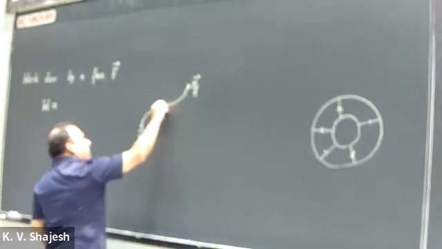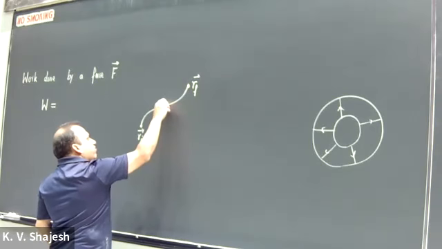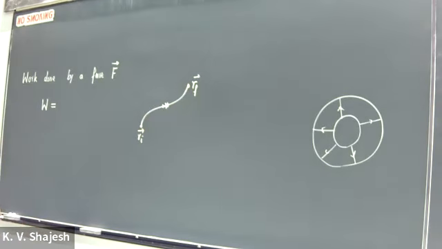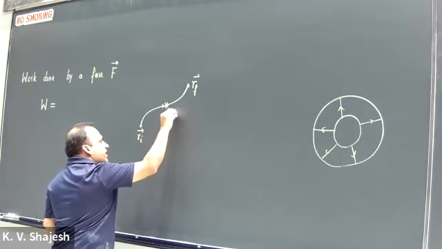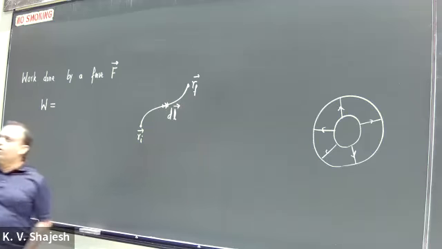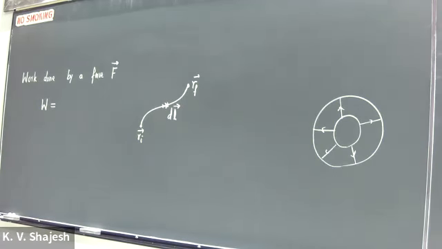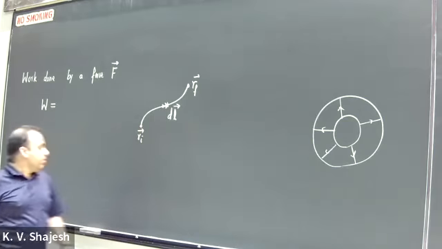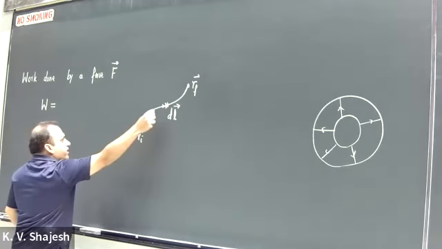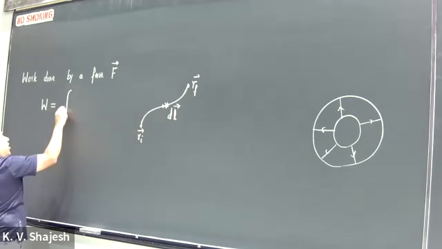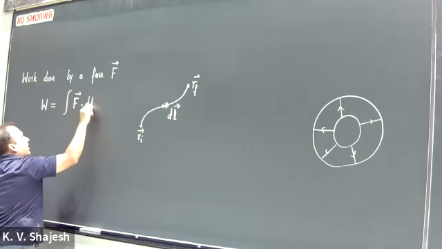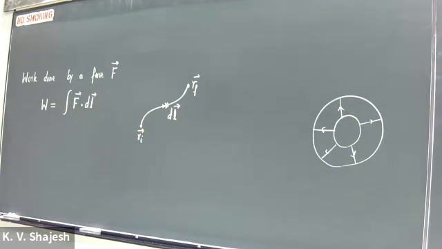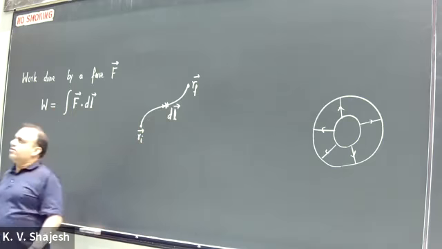And somewhere along the path, you define a small element of displacement. Let's call it dr or dl. I think we might have used dl. Sometimes it's dr or dl. That's a tiny displacement along the path. And the work done is the dot product of the force with every tiny element along which it is moved. And the idea is, is it helping in the motion or is it resisting the motion?